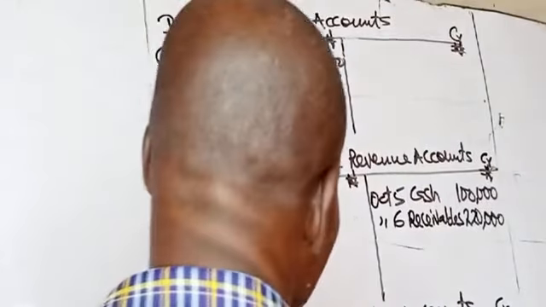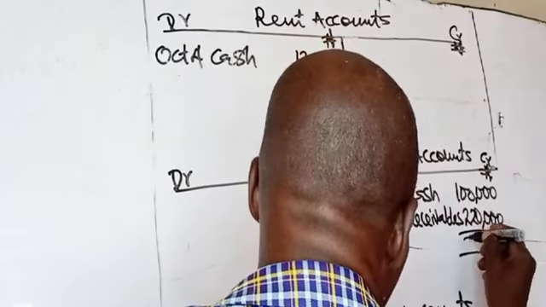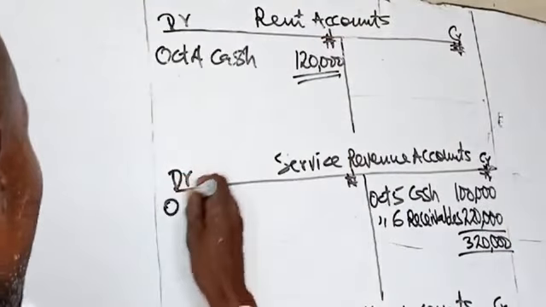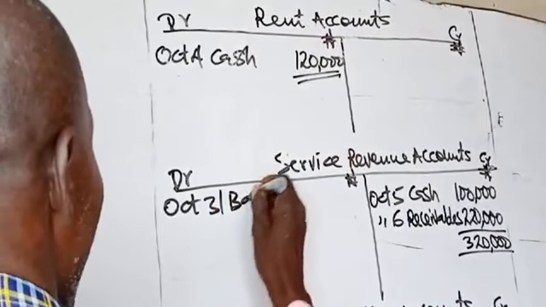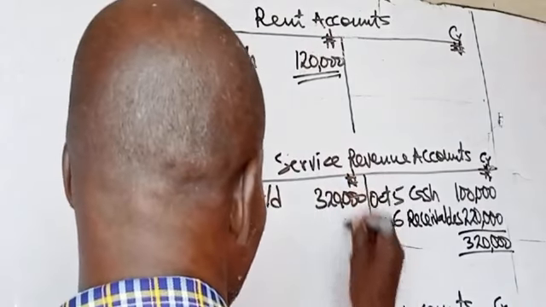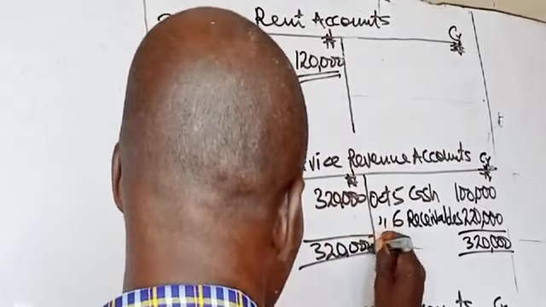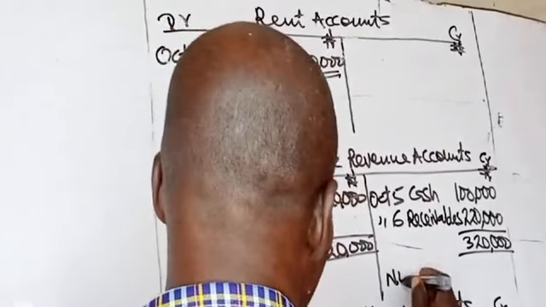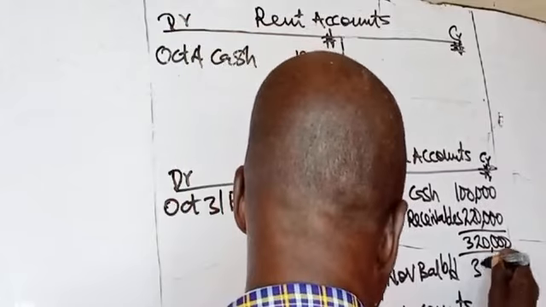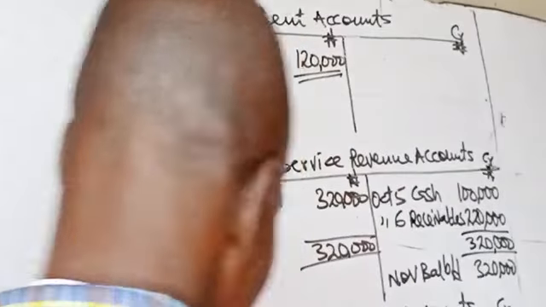Then we also have service revenue accounts. If you add 100,000 to 220,000, that will be 320,000. The last day in the month of October, October 31st, balance carried down. That is 320,000 naira, the same level with this. After October, we have November 1st, balance brought down, which is 320,000 naira.